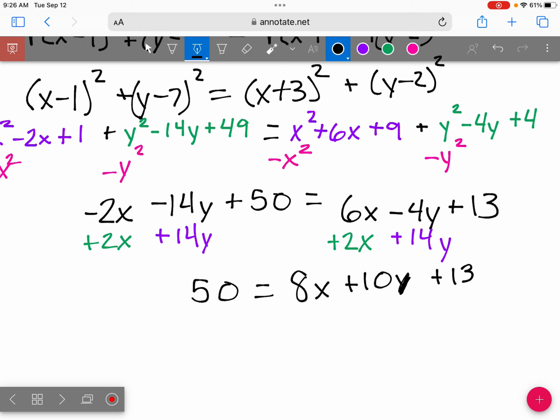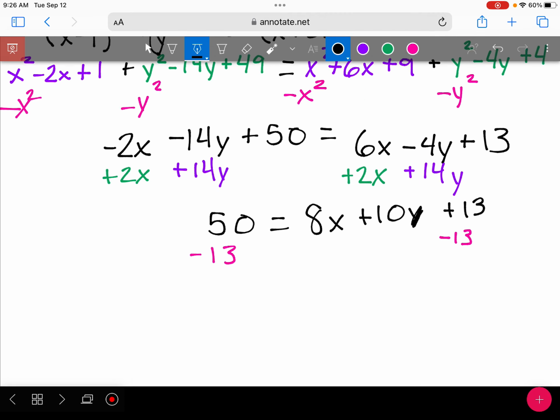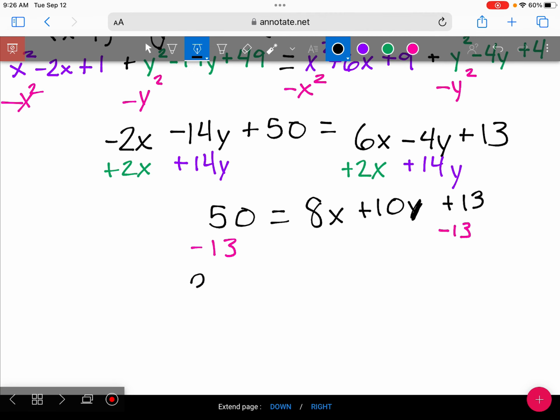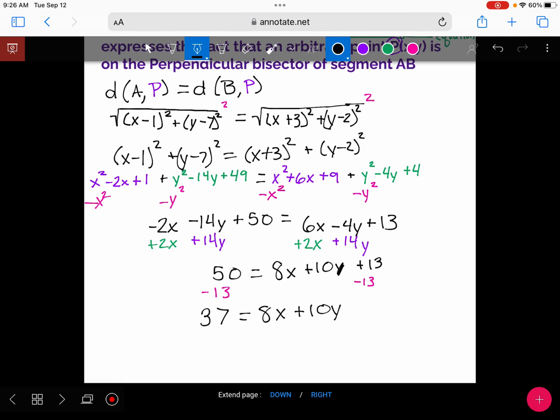That's a y. And we're really close to a linear equation. What do we need to do? Subtract 13. And that'll put us into linear standard form. So we get 37 equals 8x plus 10y. And that is the equation of the perpendicular bisector of AB. That's your answer.